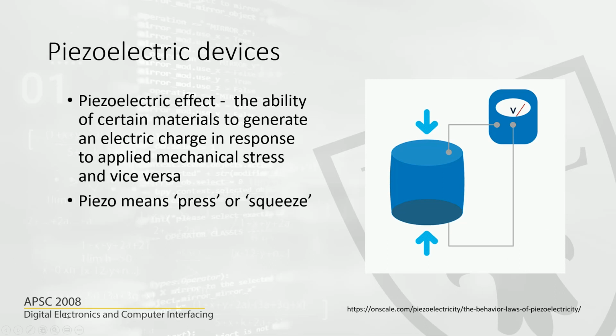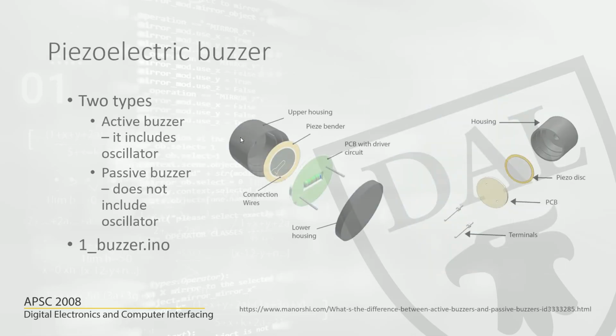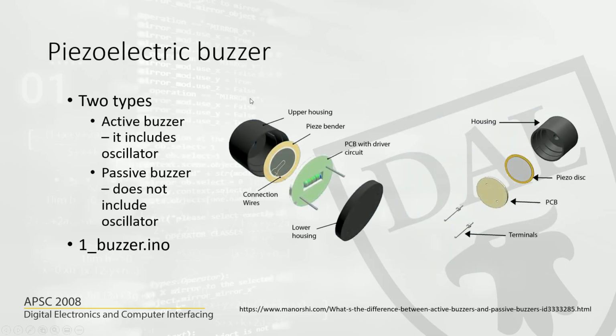So here there are two types of buzzers. We have both of these buzzers in your kit. One is called the active buzzer and the second one is called the passive buzzer. The active buzzer includes an oscillator. An oscillator is a circuit that provides the vibration to the device, so you just have to apply some voltage across it, and it starts vibrating and produces a sound.